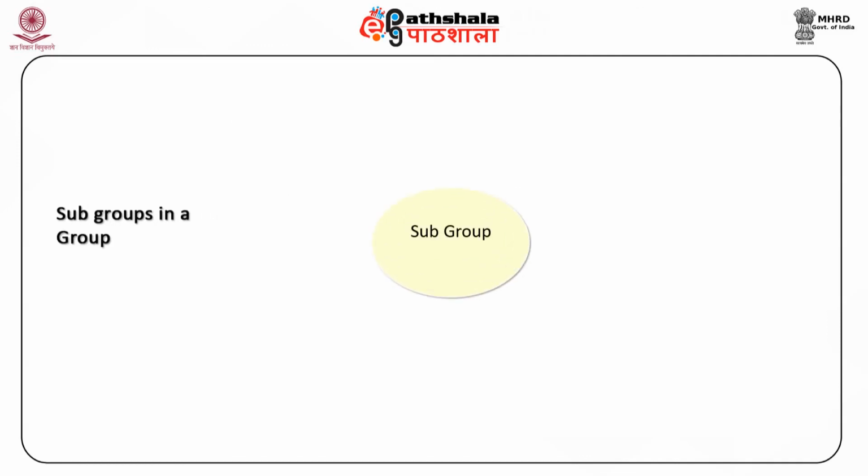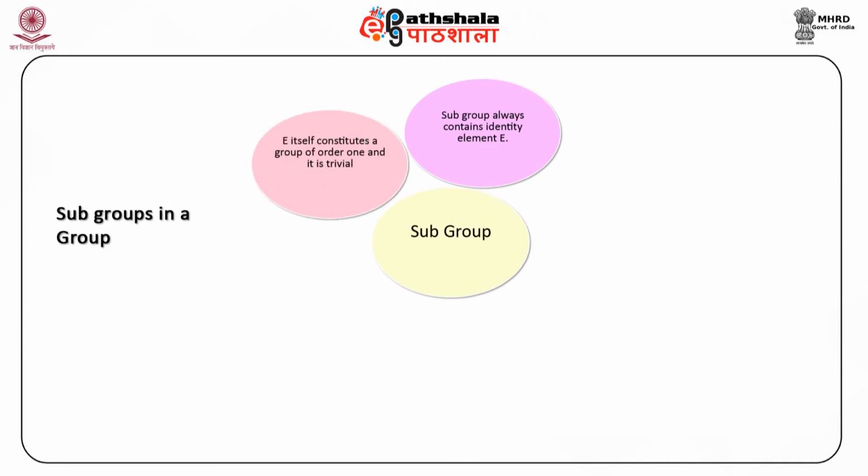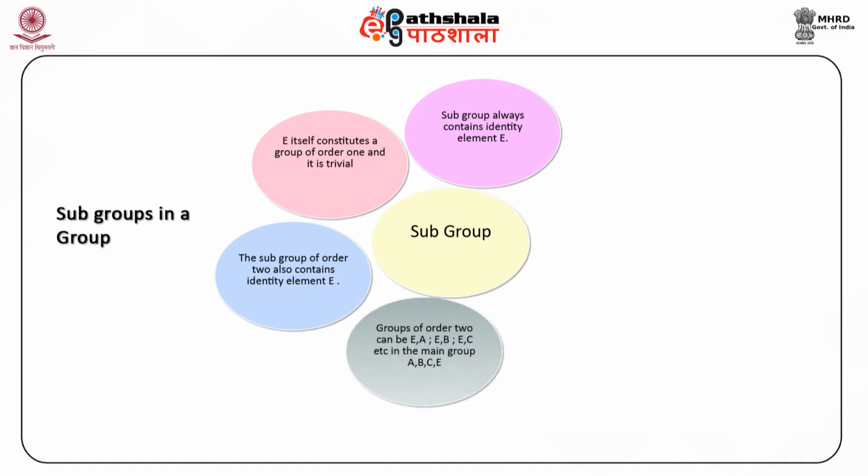Subgroups can be defined as a part of the main group which satisfies all the properties of the group. That is, within the main group of order h, there may be smaller groups of lower order than h. 1. A subgroup always contains the identity element E. 2. E itself constitutes a group of order 1 and it is trivial. 3. The subgroup of order 2 also contains identity element E. 4. Groups of order 2 can be E, A; E, B; E, C, etc.